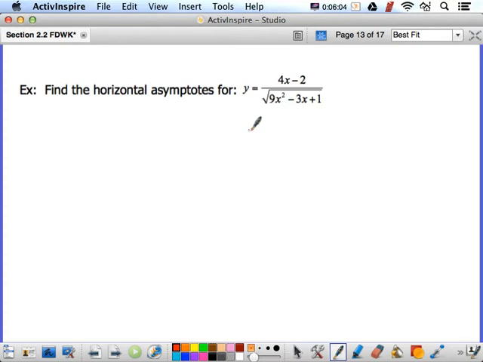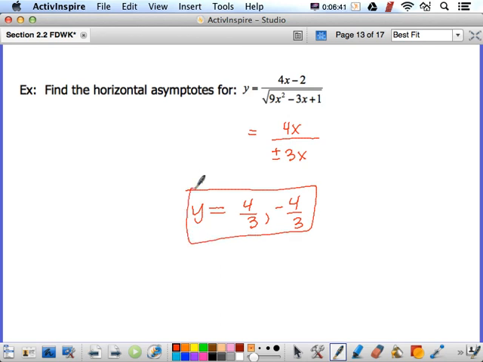So what we do is we say the highest power on top is the 4x, and on bottom, if I take the square root of just the highest term, 9x squared, I really get plus or minus 3x. Do you guys agree with that? Yeah. So that's all that matters, the two terms of the highest power. You have to think about what the square root does to that highest power. Then if you look at it that way, the highest power is the same on top and bottom, and this guy actually has two horizontal asymptotes, one at 4/3 and one at negative 4/3. So it is possible to have two horizontal asymptotes, but it is rather rare.